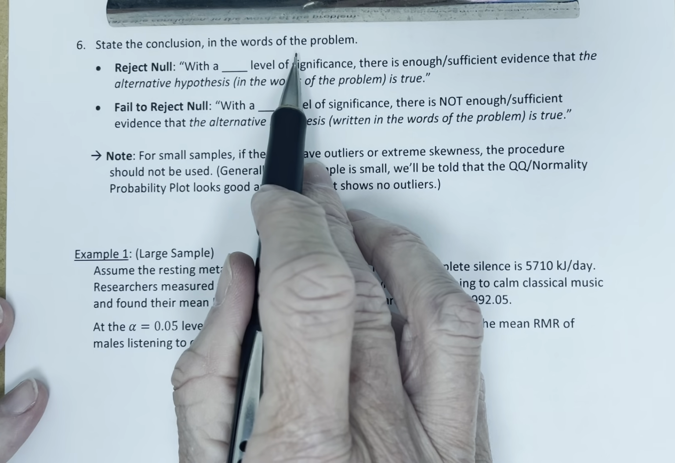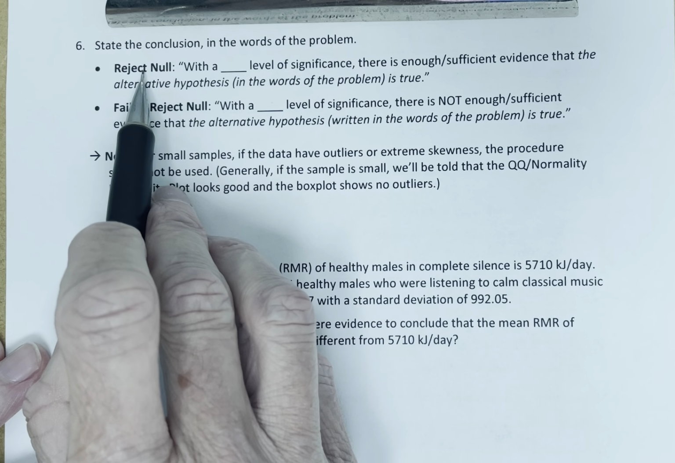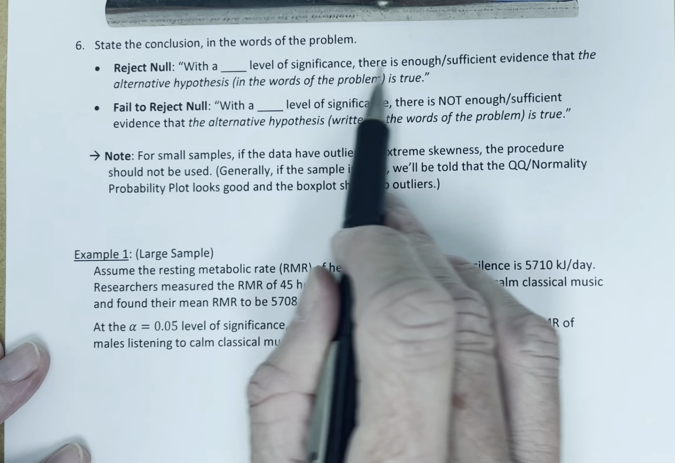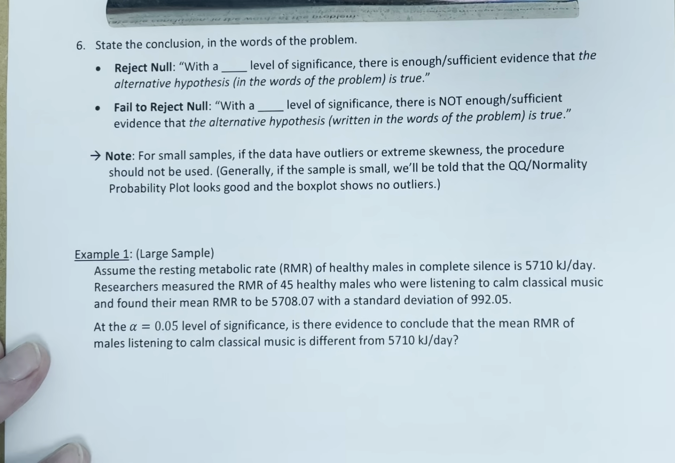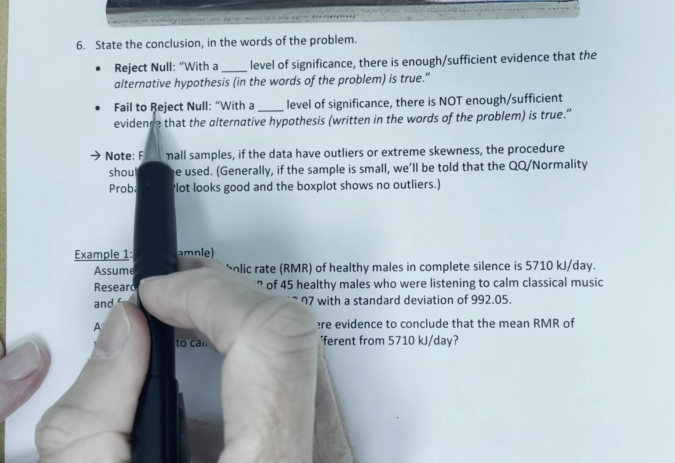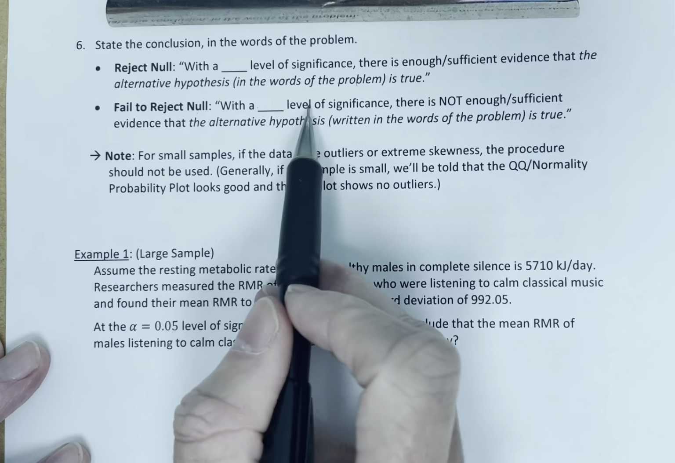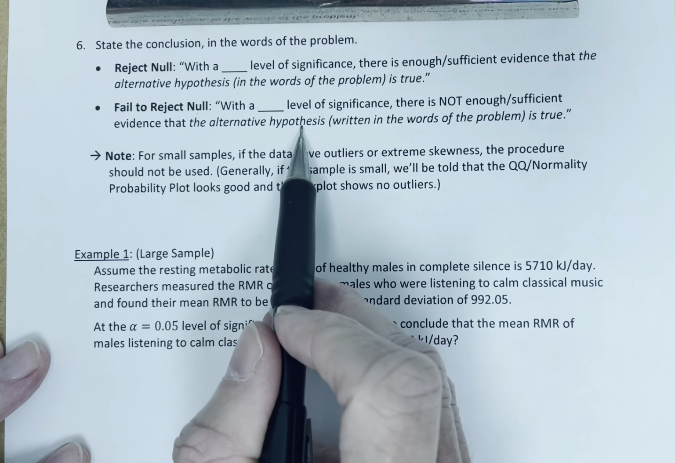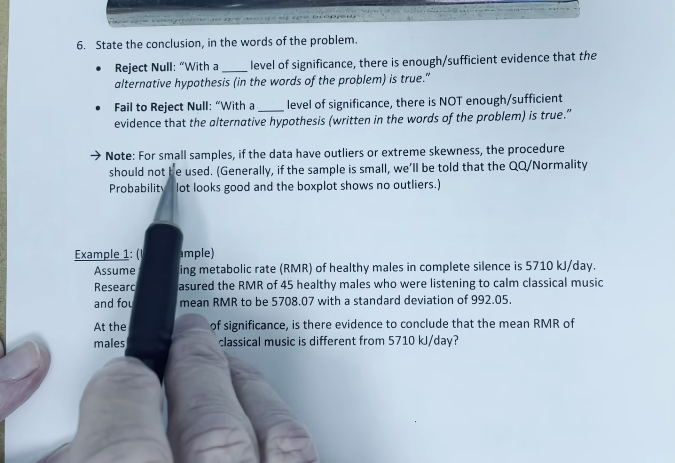And then we're going to state the conclusion in the words of the problem. Reject the null: we will say with an alpha level of significance, there is enough evidence that the alternative hypothesis is true. But we'll use the words of the problem. If we fail to reject the null, we'll say with an alpha level of significance, there is not sufficient evidence that the alternative hypothesis is true. Again, using the words of the problem.